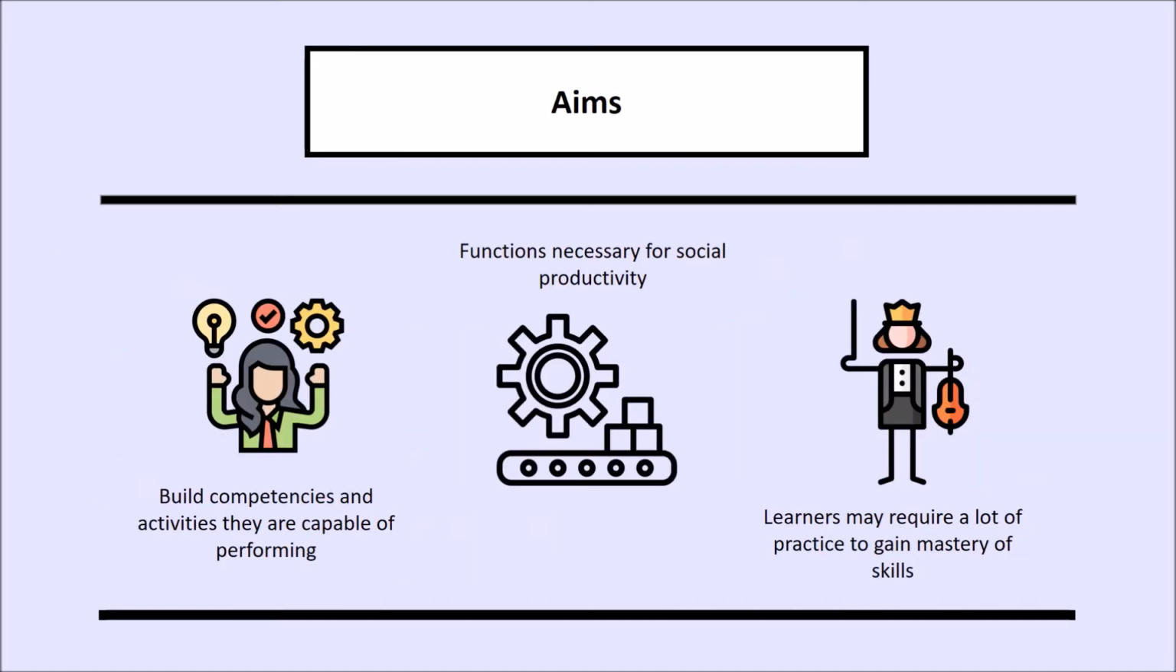So what we therefore do is build competencies and activities that they are capable of performing. We want them to be able to perform certain activities and build on certain competencies. And we want them to function. The function of these is social productivity. So we might think more of vocational kinds of courses for this. And learners may require a lot of practice to gain mastery of those skills.